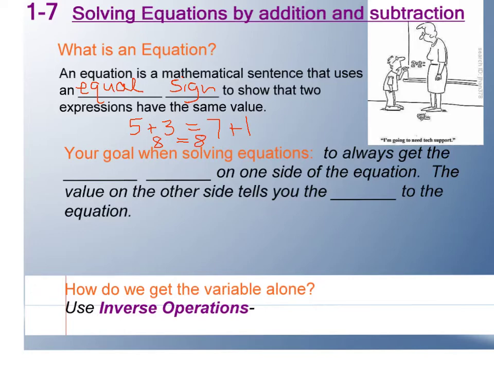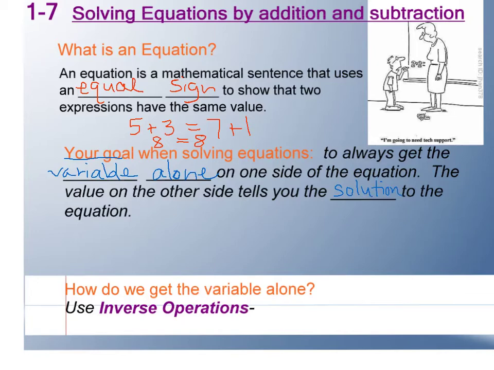Now when we solve equations, we are going to see the variable appear, and we are trying to get the variable alone. So that's really our goal. Let me reread it. It says, your goal when solving equations is to always get the variable alone on one side of the equation. The value on the other side tells you the solution to the equation.